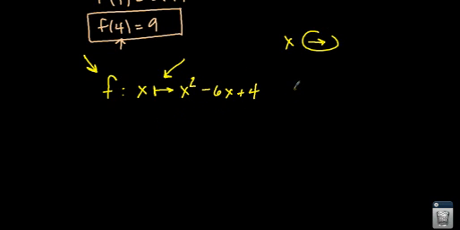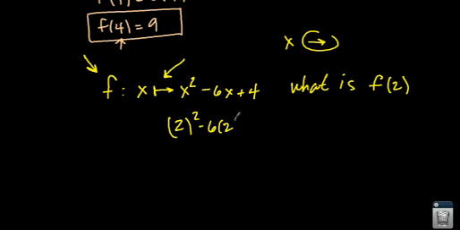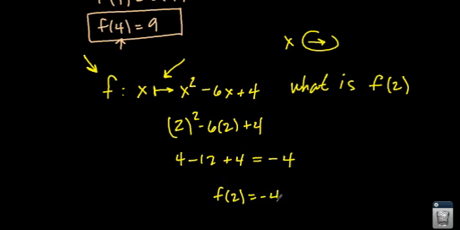Alright, so what happens if I said from here, what is f of 2? Well, pretty much the same thing happens. We end up substituting 2 in for every x, and we end up with 4 minus 12 plus 4, and that happens to equal negative 4. So our final answer would be f of 2 equals negative 4. Not too bad. Same idea as what we've done. This is just a different notation.